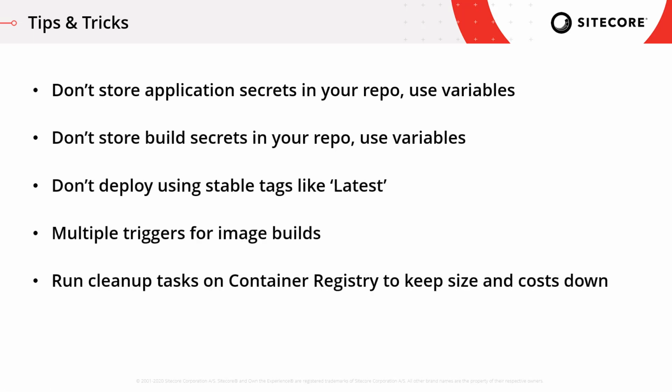Okay, so I just want to finish up with a couple of tips and tricks that you want to make sure you follow when building your images. Just like with non-container based development, you still don't want to store application secrets in your repository. Instead, you want to store these in variables that are passed in at build time. And the same is true with build secrets. Don't store them in your source control system either. Pass them in as variables. Don't deploy using stable images like latest, as you have no control over what's actually being deployed out to your system over time. Ensure you have an automated build trigger for each scenario that requires a new image build to happen. And finally, make sure you run cleanup tasks on your Azure Container Registry instance to keep the size and costs of running it down.